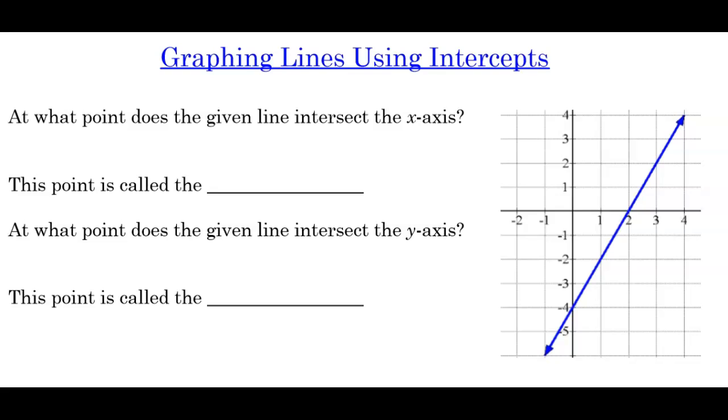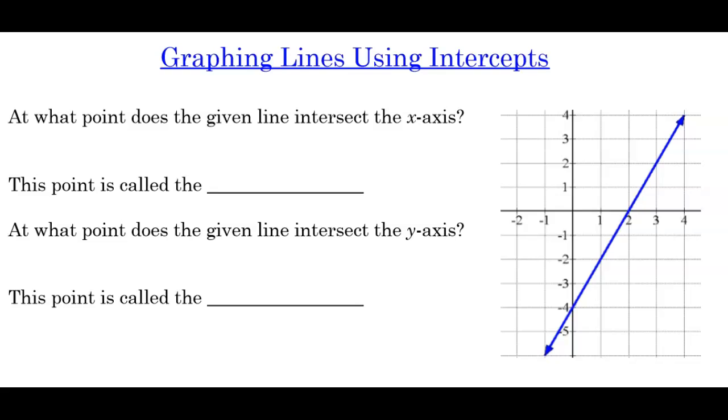Hey everyone, in this video we'll be graphing lines using intercepts. When we're graphing a line, we need at least 2 points to define the line. So a good place to start is by finding the 2 points where the line crosses the x and the y axes, which leads us into our first example.